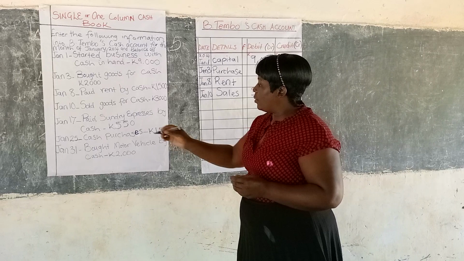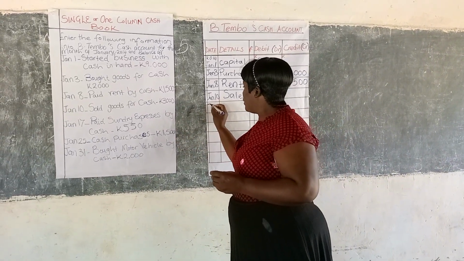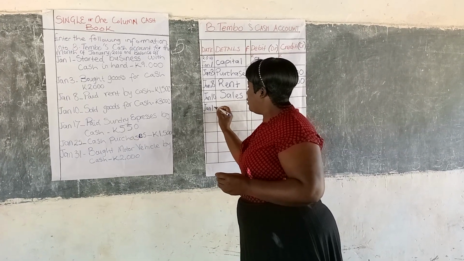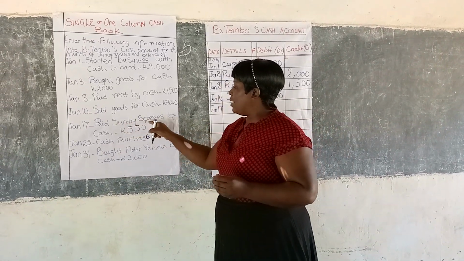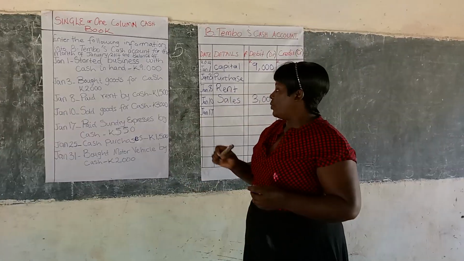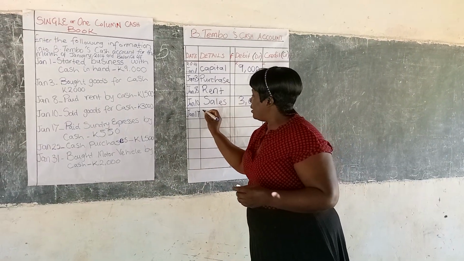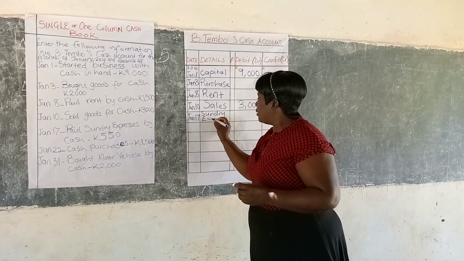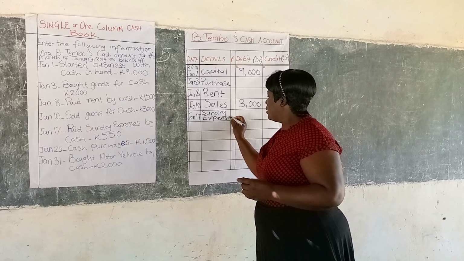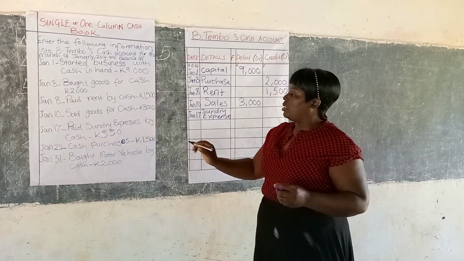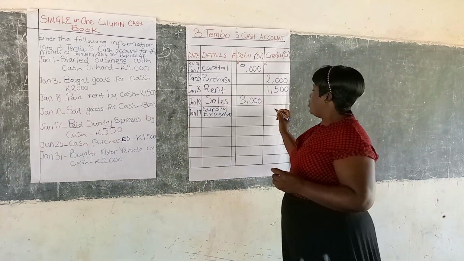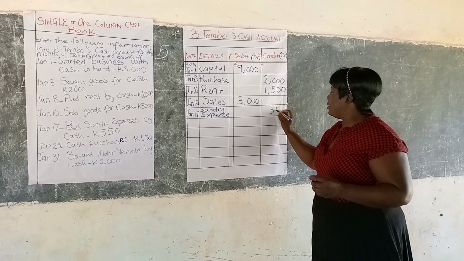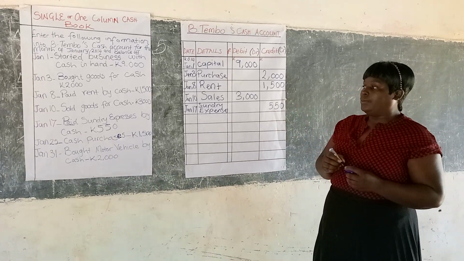Then you have January 17. What happened on January 17? Paid the salary expenses by cash. So in the details column, we are going to write salary expenses. So this person paid, and so this amount is going to be credited. It is going to be recorded on the credit side of the table.